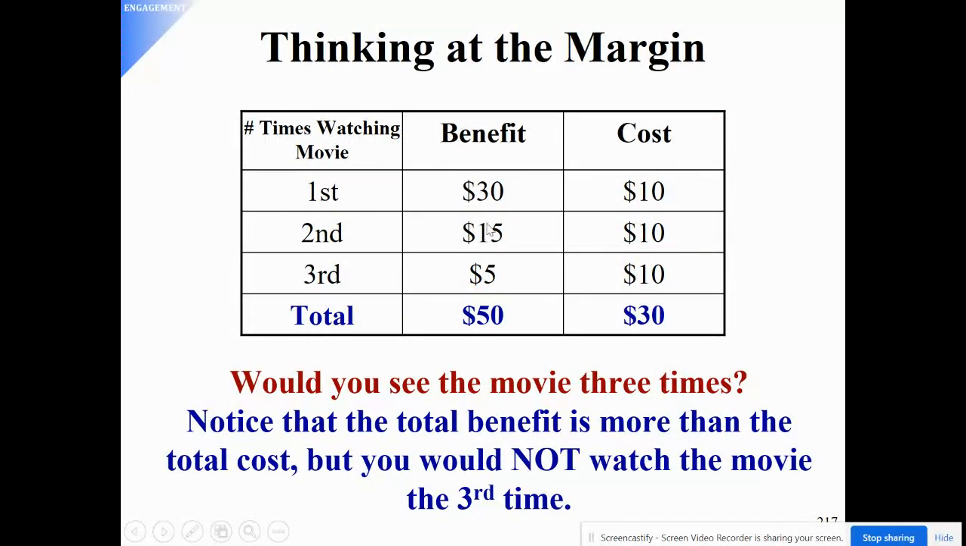For example, your consumer surplus for the first movie would be $20, right? Because you're willing to pay 30, but you only have to pay 10. For the second time you saw the movie, your consumer surplus would be $5, right? But you wouldn't go see the third movie because your benefit is less than your cost.